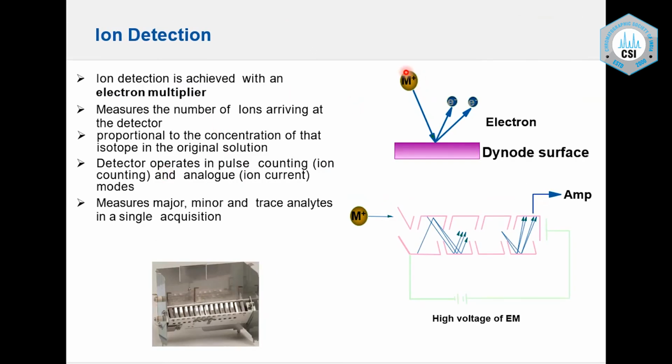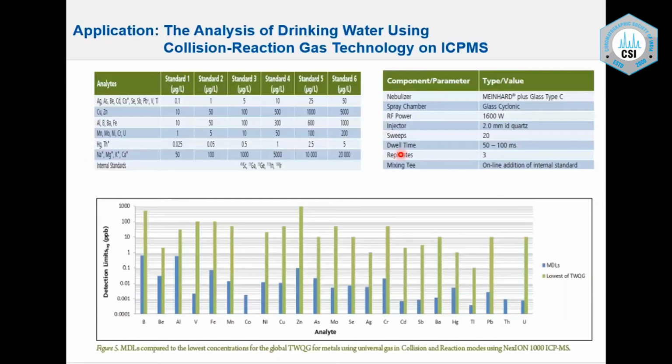So this metal ion hits the detector surface. So you know the EMT looks like this. Then multiplication of electrons happens here and it is getting amplified, and you get a higher signal using this electron multiplier tube. This is just an example I have given for drinking water analysis using collision reaction cell on ICP-MS.